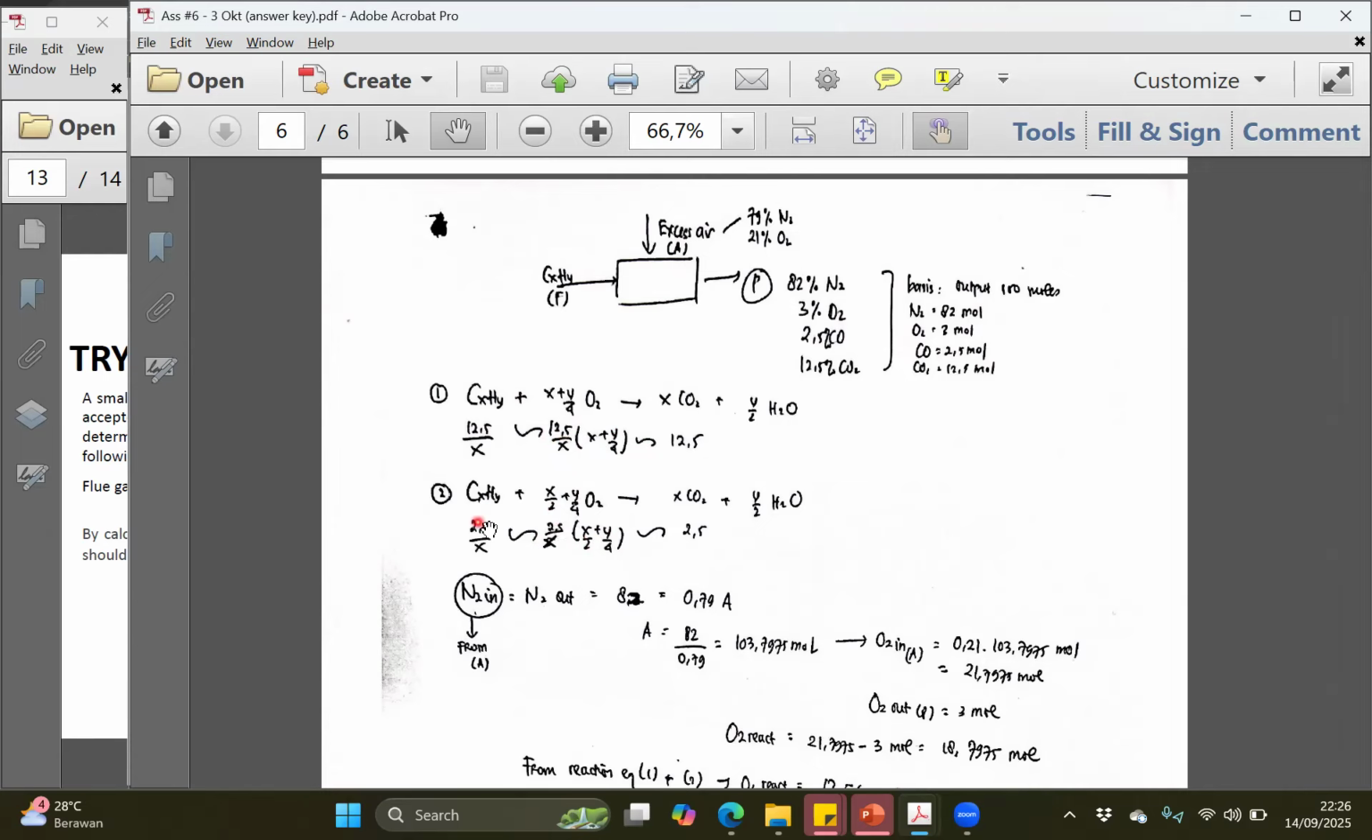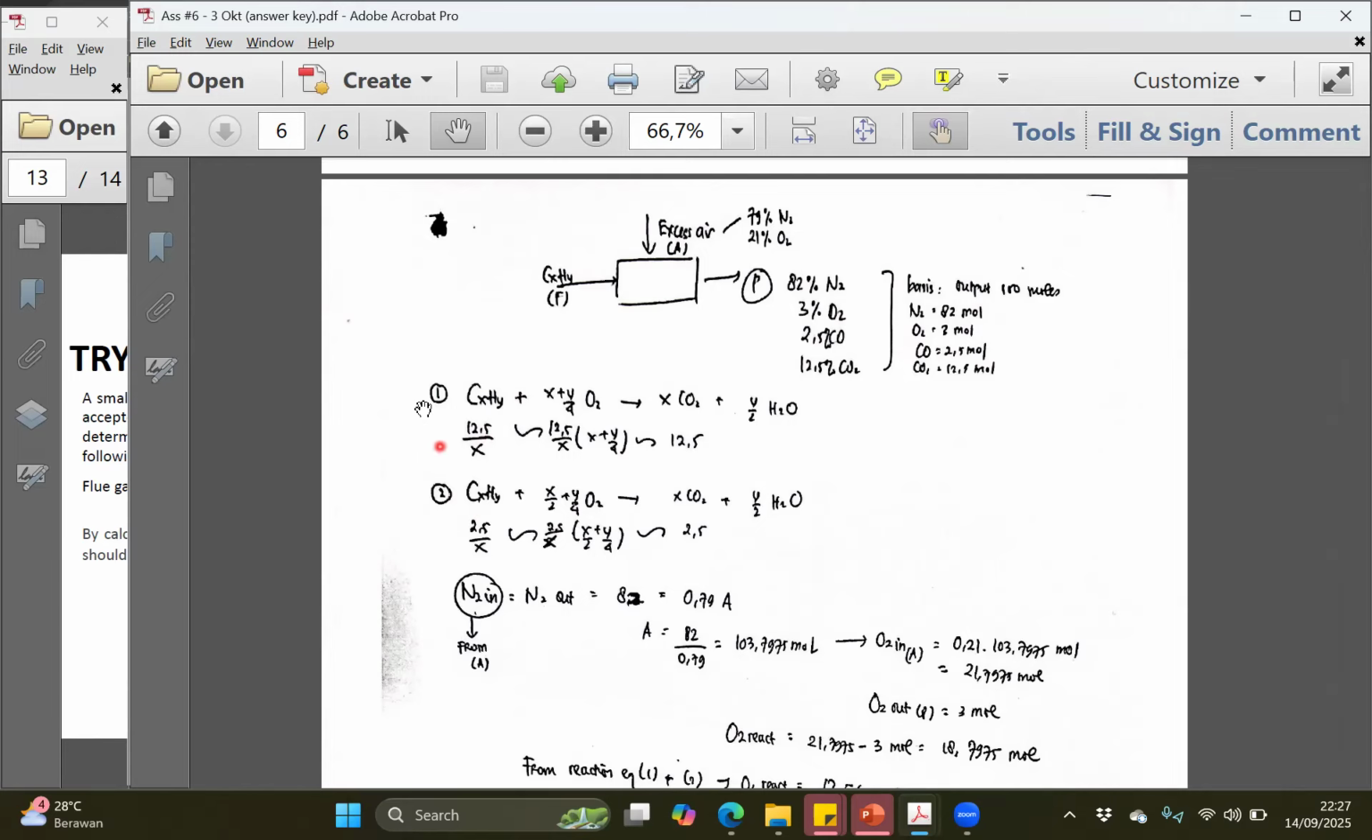Then I can also find the initial mole of the fuel oil. Why can I say it's the initial mole of hydrocarbon? Because as you can see here, there is no hydrocarbon left in the product. So I believe that all of it is burned into CO2 and CO. The total of this equals the total moles of the fuel oil, the initial one, I mean.